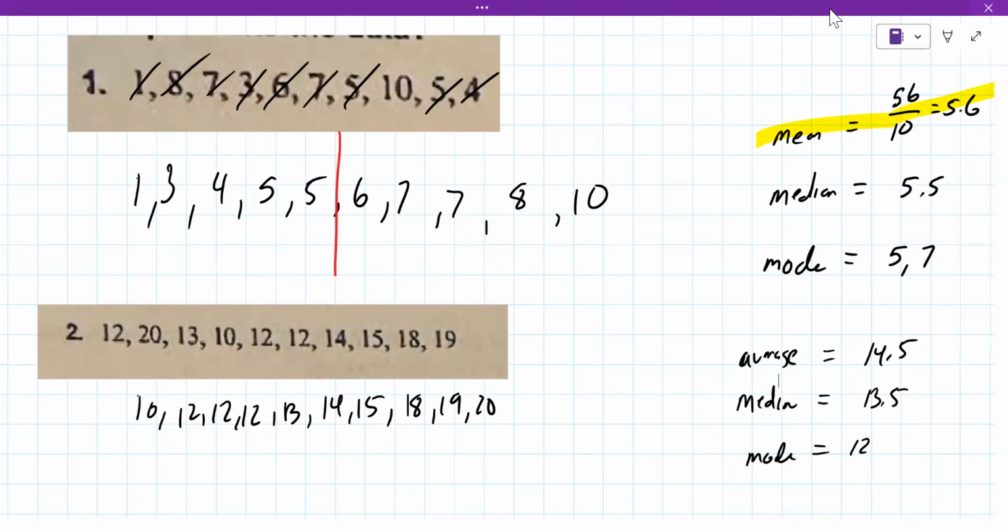10 plus 12 plus 12 plus 12 plus 13 plus 14 plus 15 plus 18 plus 19 plus 20. 14.5. Okay, really good. Looks like the next grouping of questions is about box and whisker plots, kind of going backwards.